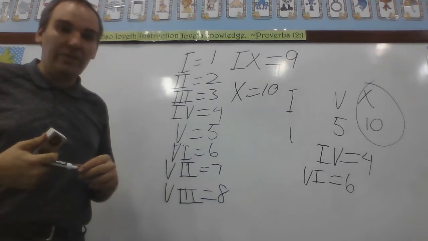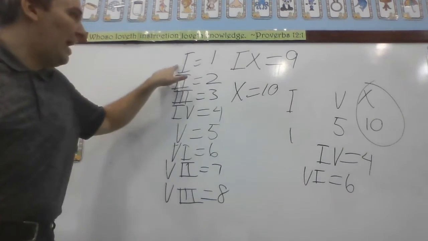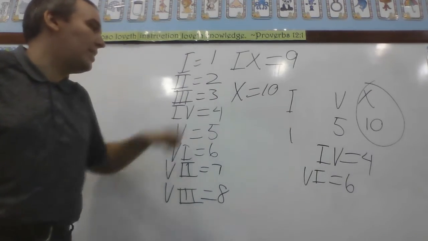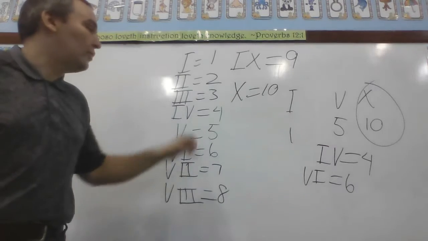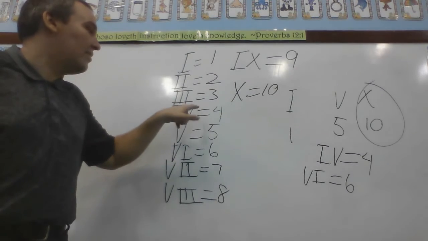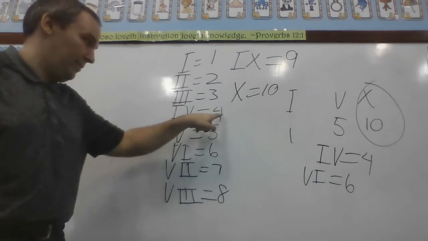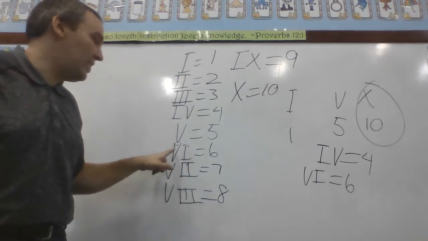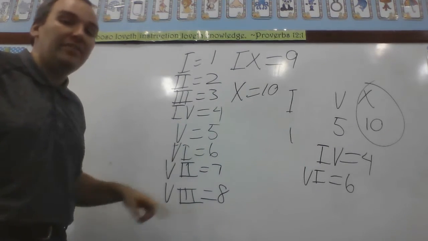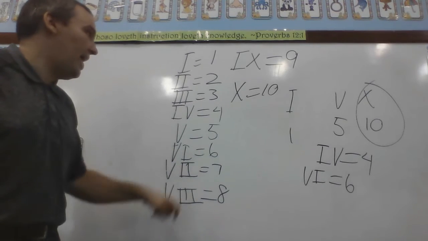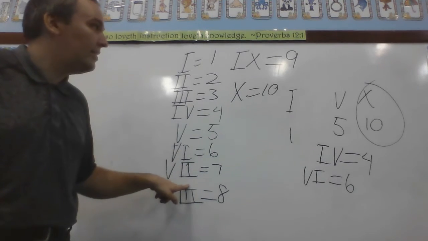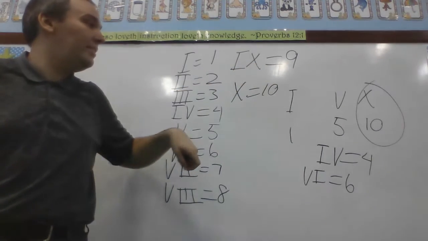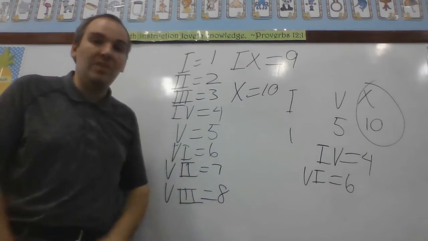Alright, see how this works? I is 1. 2 I's is 2. 3 I's is 3. 4 is IV, 5 minus 1. V is 5. 6 is VI, 5 plus 1. 7 is 5 plus 2. 8 is 5 plus 3. 9 is 10 minus 1. And X is 10. See how this works?